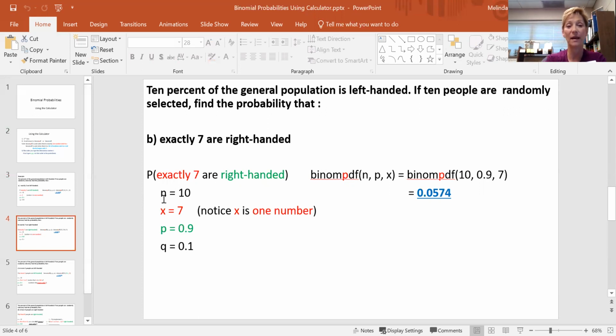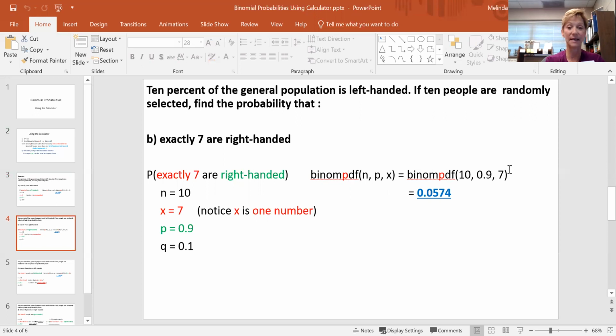So that's why I have 0.9 next to P, because it's got to match the category. And then 1 minus P gives me Q. So 1 minus 9/10 is 1/10. So notice there's one number next to X. So that's how I'm going to do the PDF one. My N is 10. My P is 0.9 and my X is 7.